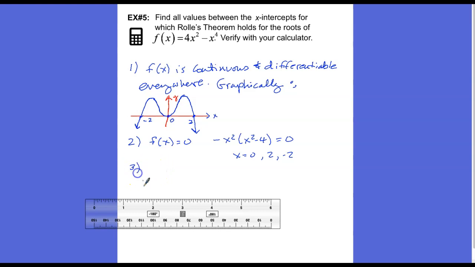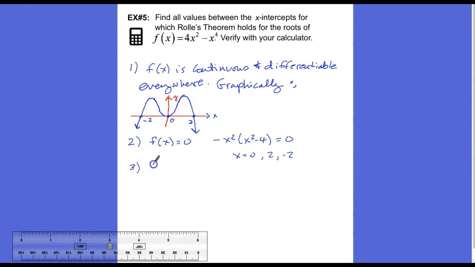Next, we'll take the derivative and find our instantaneous rate of change. f prime of x is equal to, by the power rule, 8x minus 4x cubed. And then factoring, we get negative 4x times x squared minus 2 equals 0. Solving, we get x equals 0, positive square root of 2, negative square root of 2.